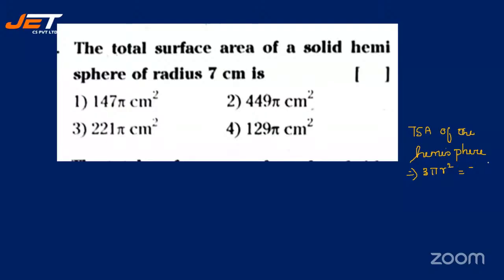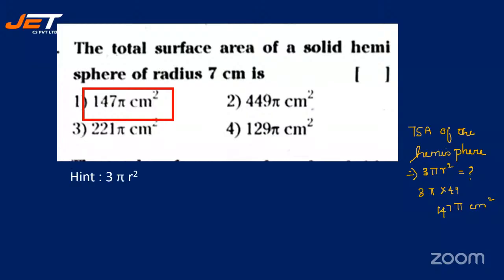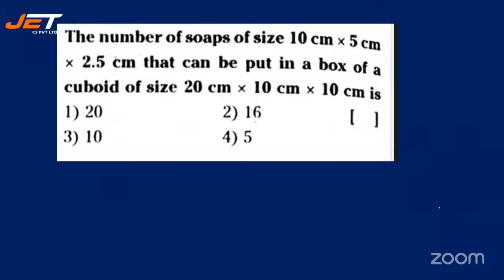So the total surface area of a solid hemisphere of radius 7 centimeter. Okay, so they're asking what is it? So 3 into pi into R square, R square is 49. So 49 into 3, 9 3s are 27, 4 3s are 12, 13, 14. So it is 147 pi centimeter square. So I just substituted in the formula. That's all. Is it clear? Right. See the next question.